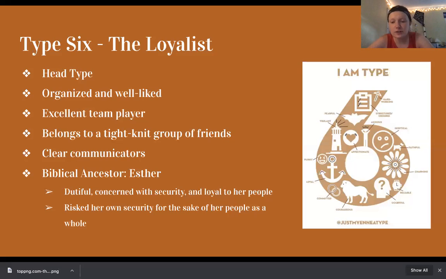Type 6s are known as the Loyalists. They're also head types. 6s are dedicated and responsible individuals who are keen on belonging to a social group, and finding their fit in the world. Unlike a lot of the other types, there are two types of 6s, either phobic or counterphobic, which deals with their nervous energy and how it presents itself to the outer world.